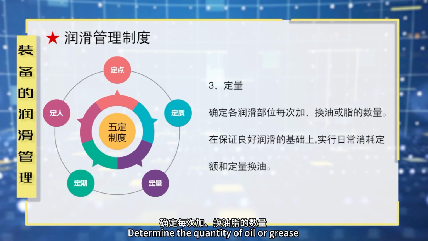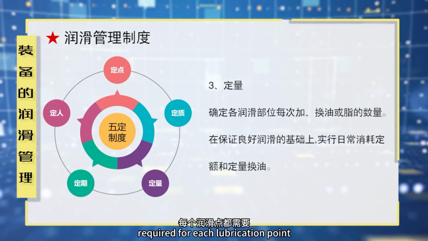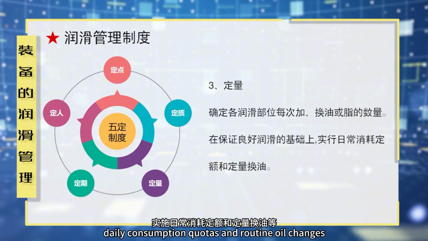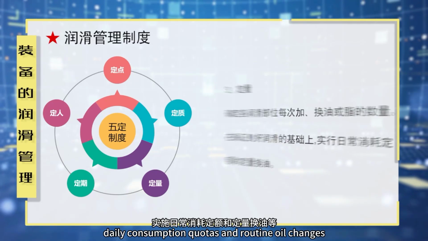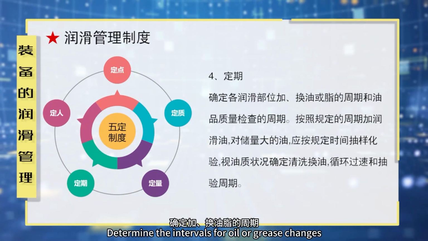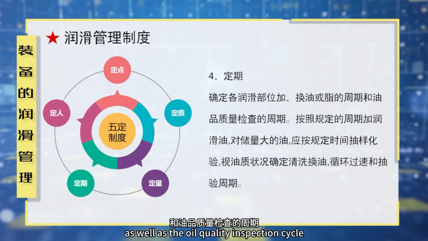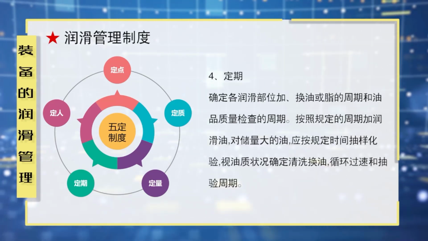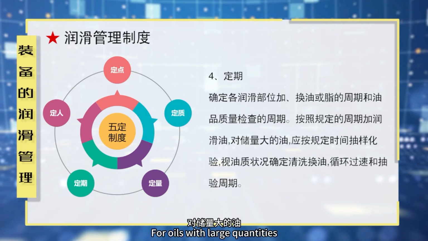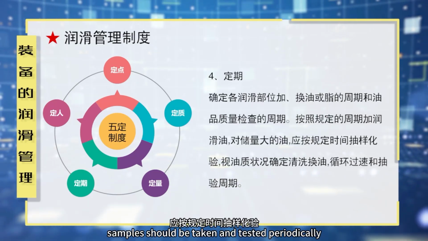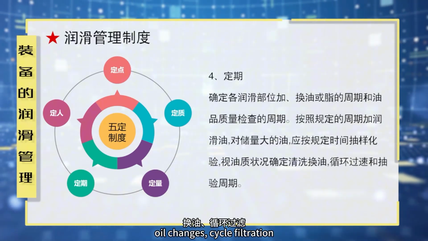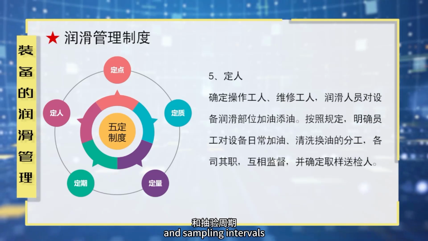Third, quantity: determine the quantity of oil or grease required for each lubrication point. Ensure proper lubrication while implementing daily consumption quotas and routine oil changes. Fourth, periodicity: determine the intervals for oil or grease changes at each lubrication point, as well as the oil quality inspection cycle. Lubricating oil should be added according to the defined schedule. For oils with large quantities, samples should be taken and tested periodically. Based on the oil quality, determine cleaning, oil changes, cycle filtration, and sampling intervals.